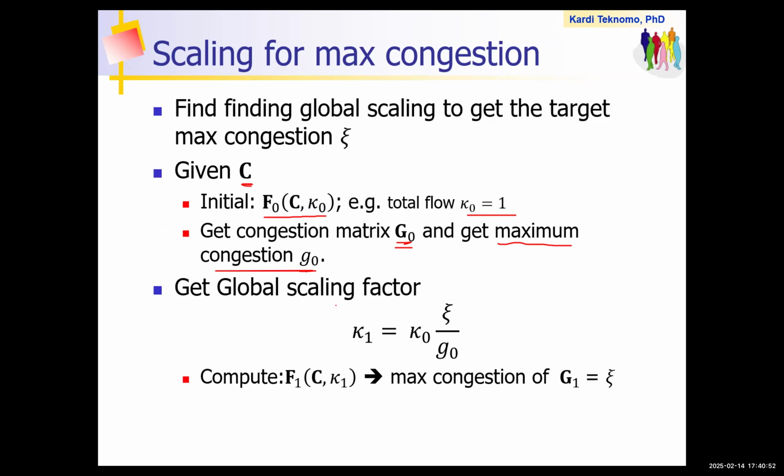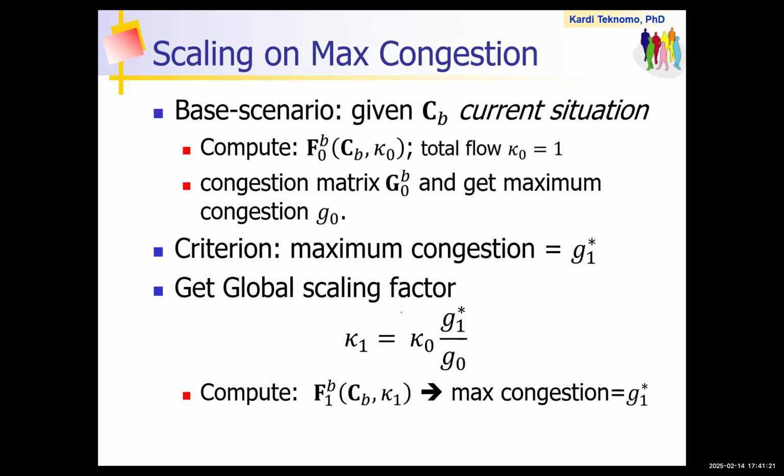So next, you compute F1. You can compute F1 based on this K, with the same C. Then you will get the new maximum congestion G1. Look at this, the interesting part. Those are the basics.